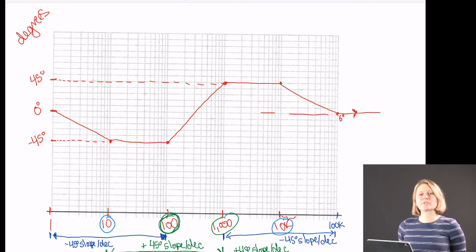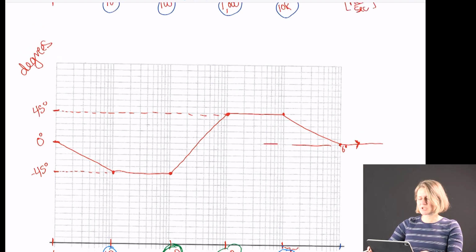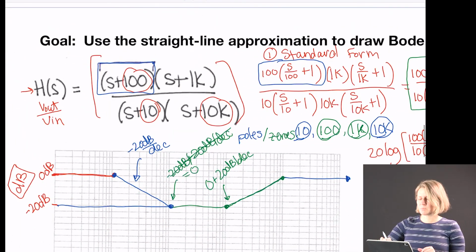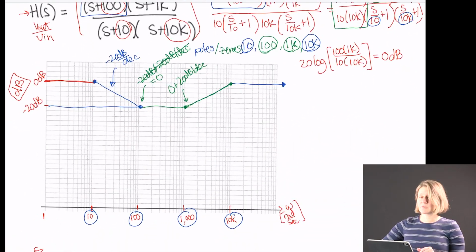So this concludes the solution for this equation for the Bode plots, both a magnitude plot and a phase plot. And the phase plot is there.